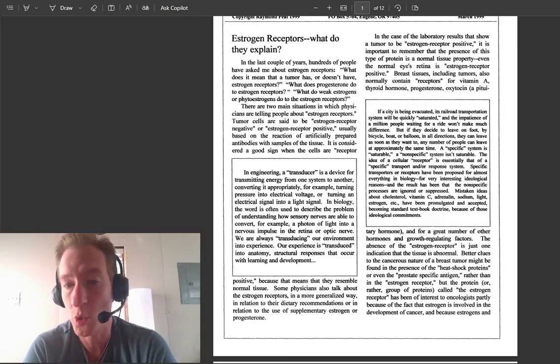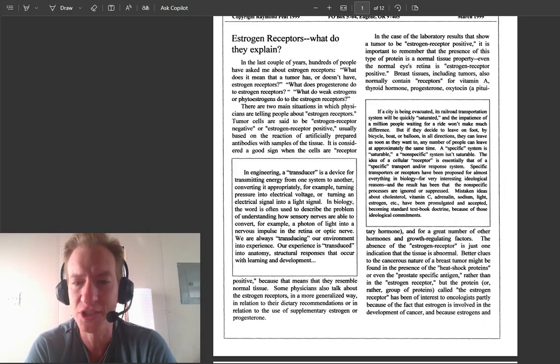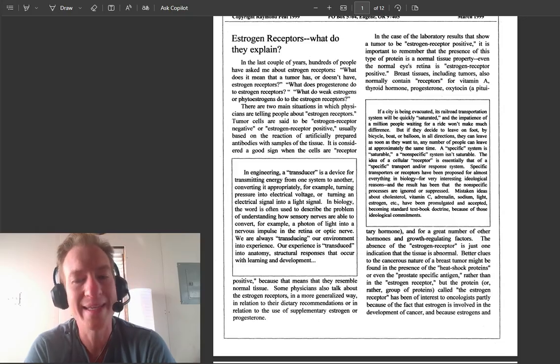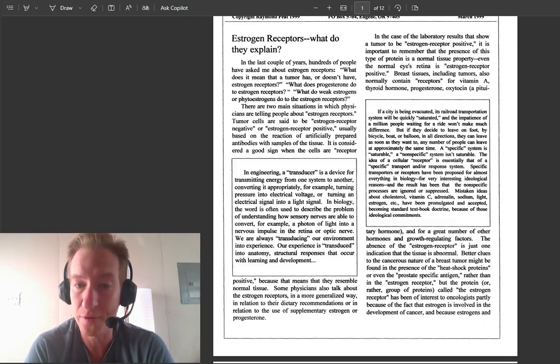The absence of the quote-unquote estrogen receptor is just one indication that the tissue is abnormal. Better clues to the cancerous nature of a breast tumor might be found in the presence of the quote-unquote heat shock proteins, or even the quote-unquote prostate-specific antigen, rather than in the quote-unquote estrogen receptor.